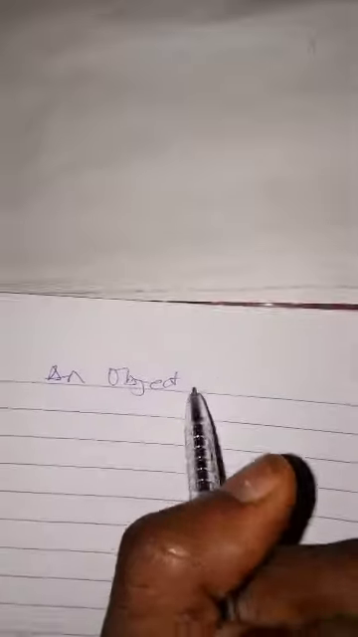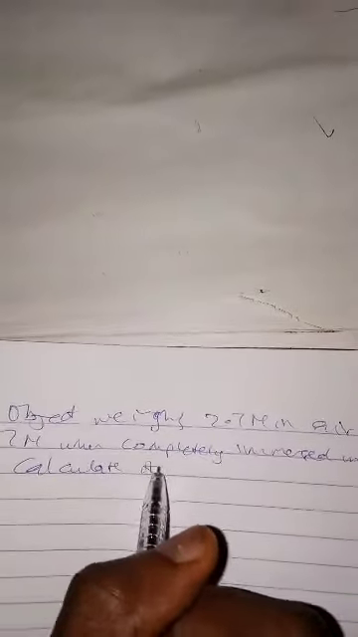So another question here, a question on relative density. Please try this one on your own. Once I'm done writing the question, just pause it and try it. An object weighs 2.7 Newton in air and 1.2 Newton when completely immersed in water. Calculate its relative density.